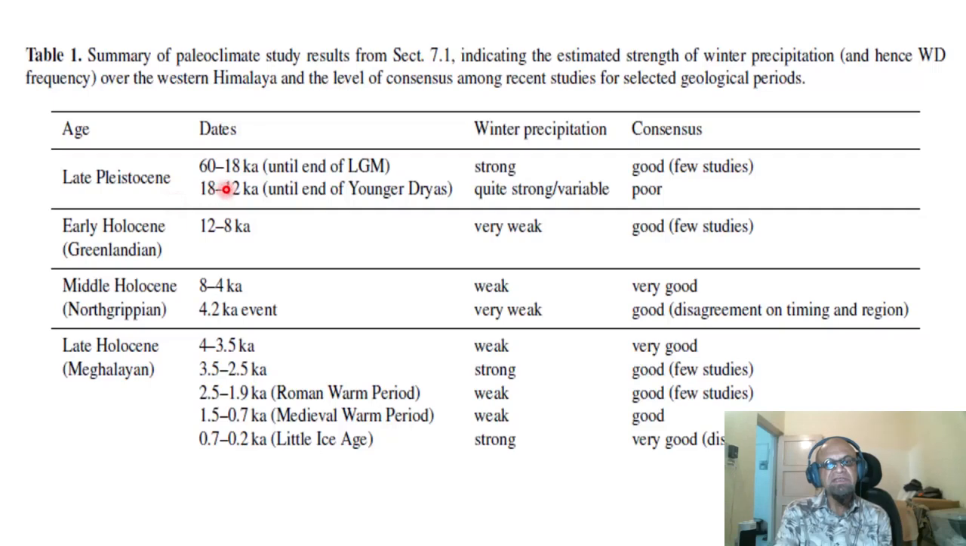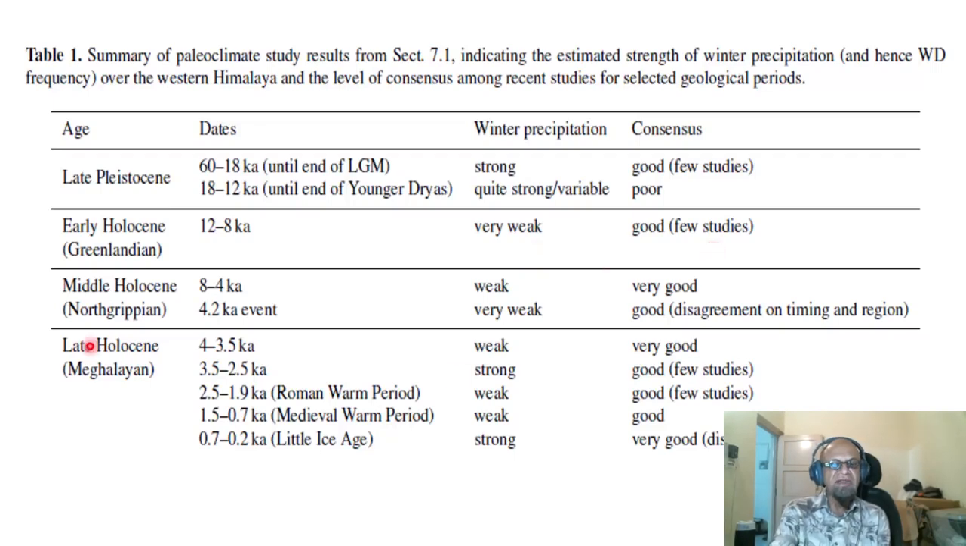Late Pleistocene, 60 to 18 kilo years ago. So until the end of the last glacial maximum, 18 to 12 kilo years ago, until the end of the Younger Dryas. I have discussed this elsewhere. You can look up what they mean. Winter precipitation was strong and quite strong and variable, so consensus is good from few studies but poor on the second one.